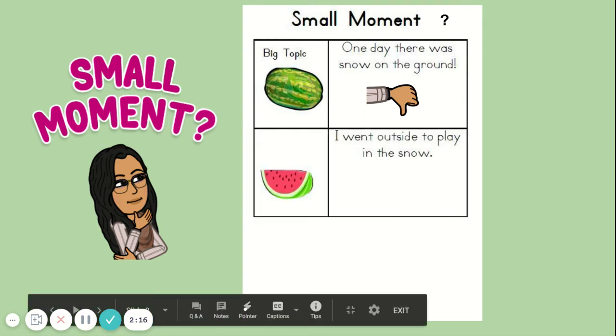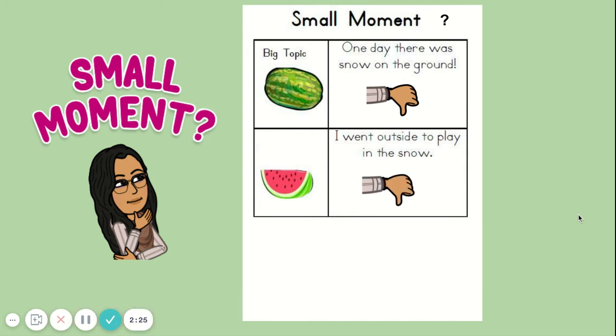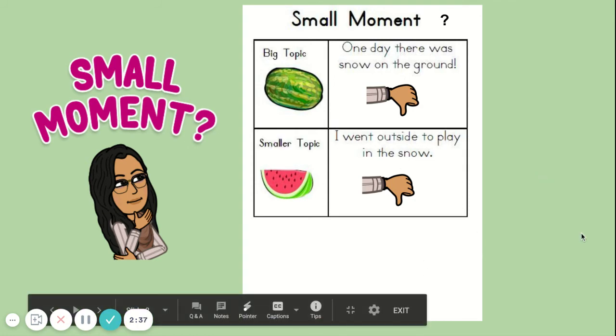Next, I went outside to play in the snow. We're getting closer. Now you notice there's a watermelon slice. This is still not a small moment because when you go outside to play in the snow, you're not really sharing a real tiny moment of that day. Many things can happen when you go outside and play in the snow. This is considered a smaller topic, but it's still not a small moment.